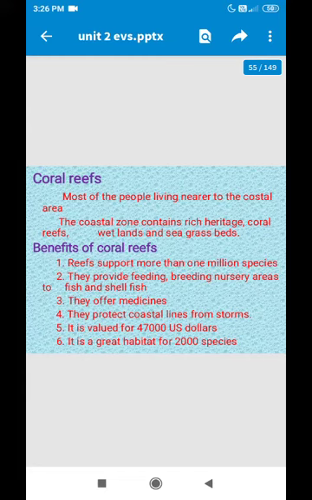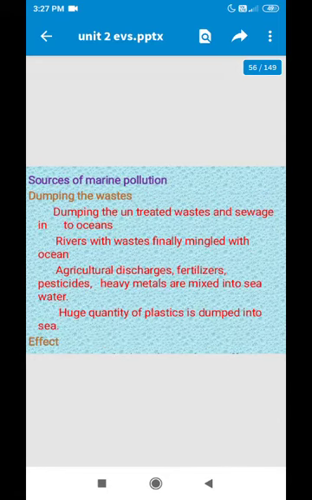What are the benefits of coral reefs? Reefs support more than 1 million species. They provide feeding, breeding, nursery areas to fish and shellfish. They offer medicine and also they protect coastlines from storms. It is valued at $47,000 and it is a great habitat for 2,000 species.